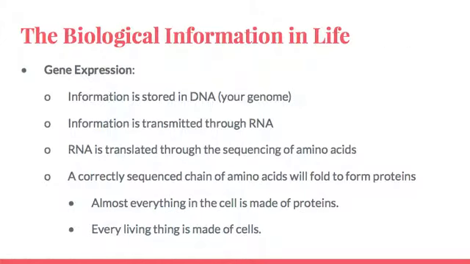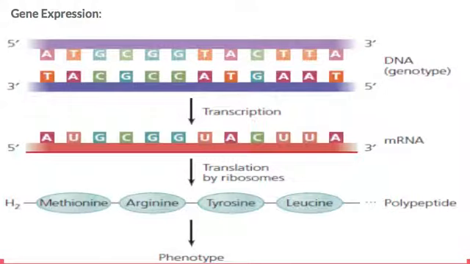The biological information in life. The gene expression. Information is stored in DNA, which is your genome. Information is then transmitted through RNA. RNA is translated through the sequence of amino acids. A correctly sequenced chain of amino acids will fold into the protein, and almost everything in cells is made from proteins. Every living thing is made of cells. This is gene expression played out. We have at the top the DNA genotype, then below that is the mRNA, and then that translates by ribosomes to polypeptide, and this creates the phenotype.